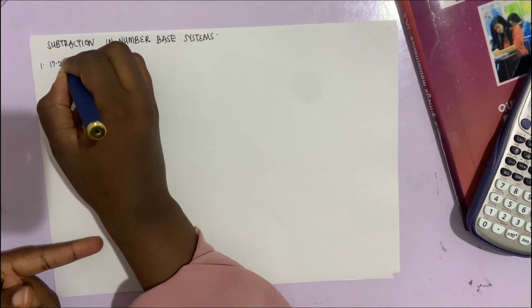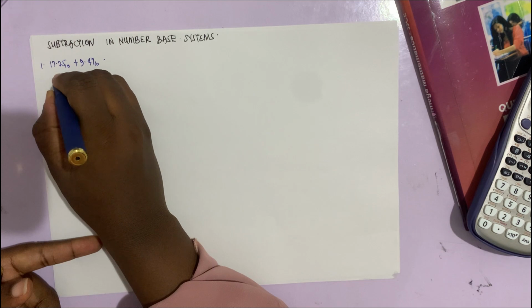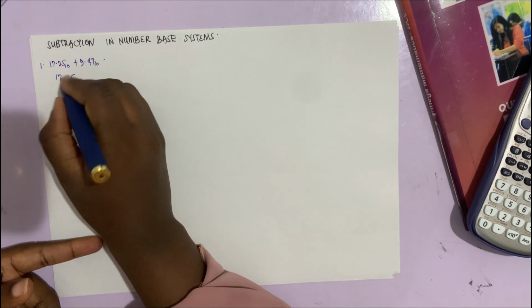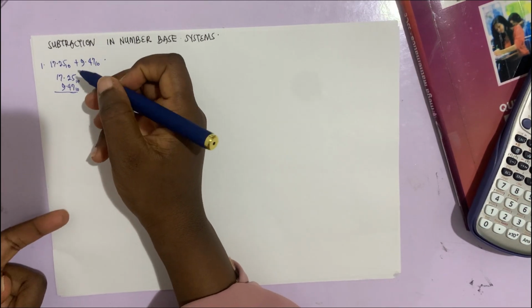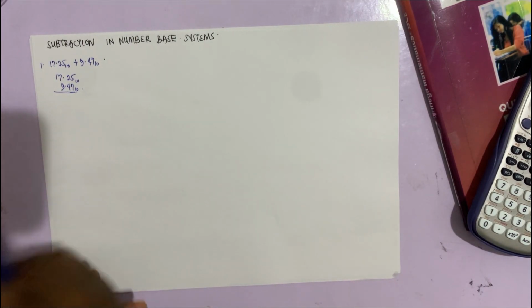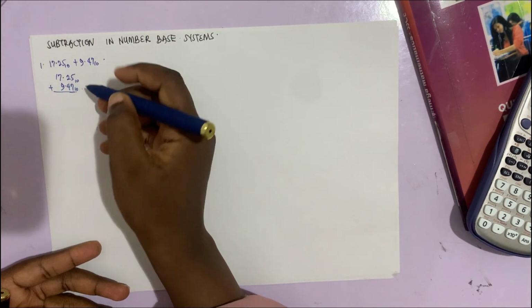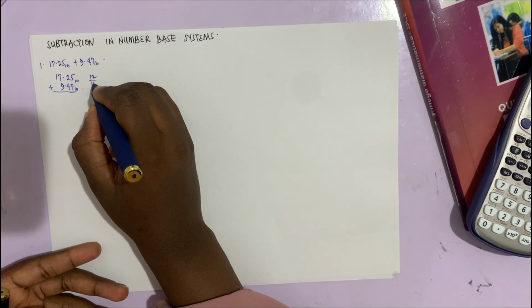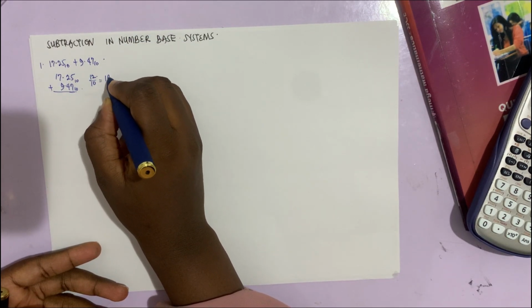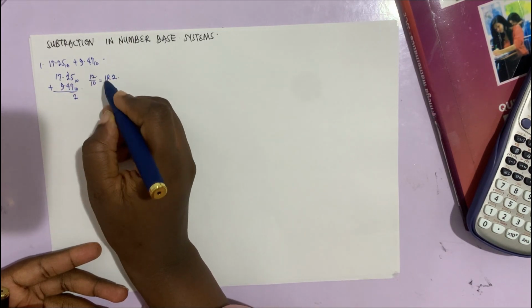17.25 base 10 plus 9.47 base 10. So 17.25 plus 9.47. If you don't understand, because I'll be a bit fast since I've explained in detail in the previous video, do well to check the previous video. So 5 plus 7 will give us 12. Since 12 is greater than 10, we do 12 divided by the base, which is 10, and we have one remainder 2. So we cut the remainder 2 and carry the 1.